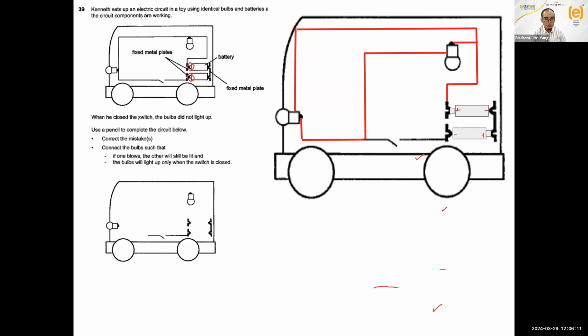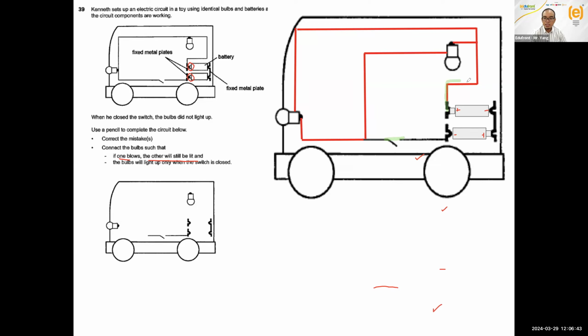Secondly, they say that if one blows, the other bulb will be lit. So we want it to be arranged in parallel. How to arrange in parallel? This is the way for you to arrange in parallel. The bulbs here must be arranged in parallel so that if one blows, the other one will remain lit up. Now let me draw for you. How does this work? Let me use a green pen now. When I turn on the switch, I close the switch.